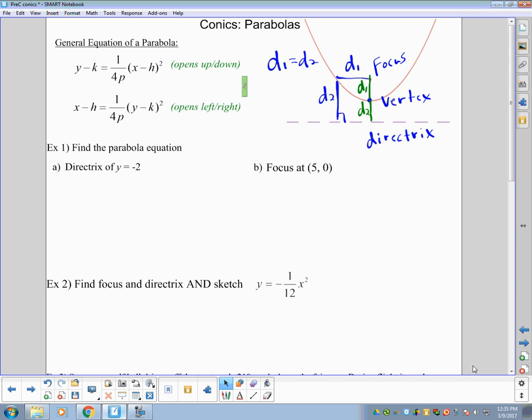I think I told you that. Did I tell you the origin or the vertex is at the origin? Yeah. Okay. Otherwise, we don't know that it goes up on this one.